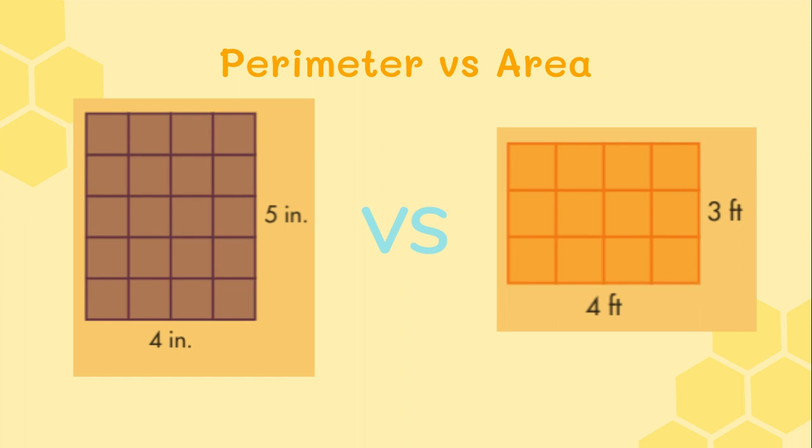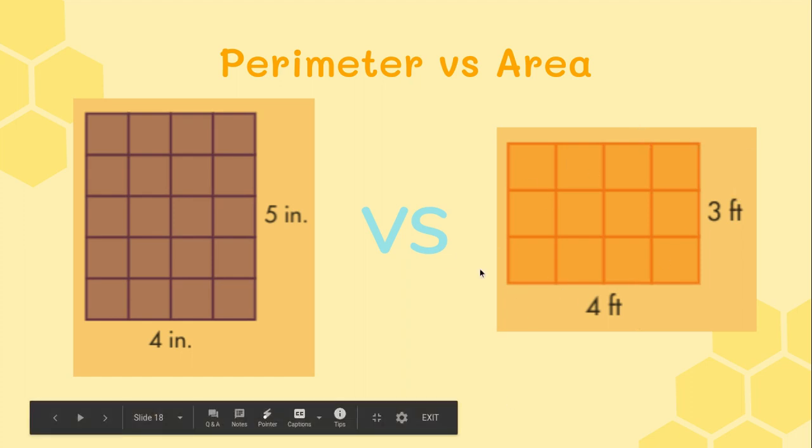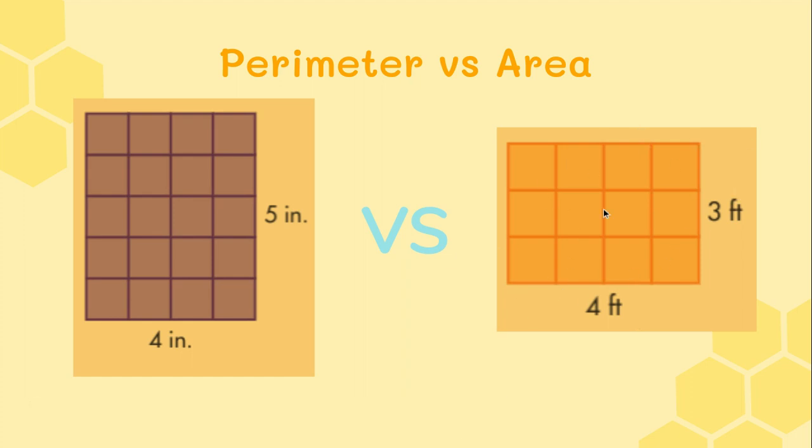Okay, now let's find the area. The area of this shape is length times width. 3 times 4, which is 12. So the area is 12 square feet.